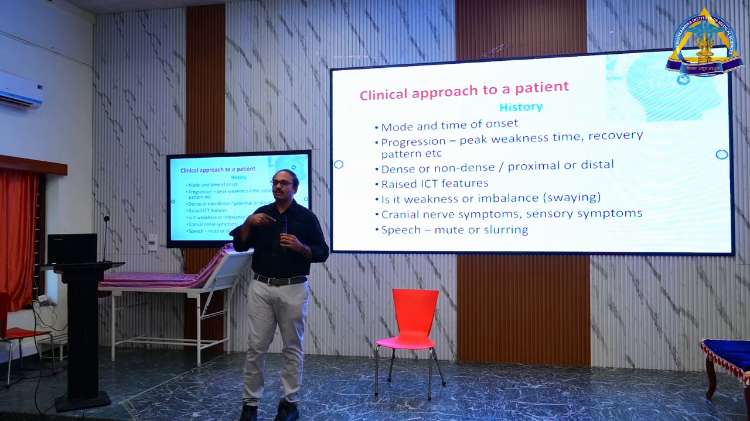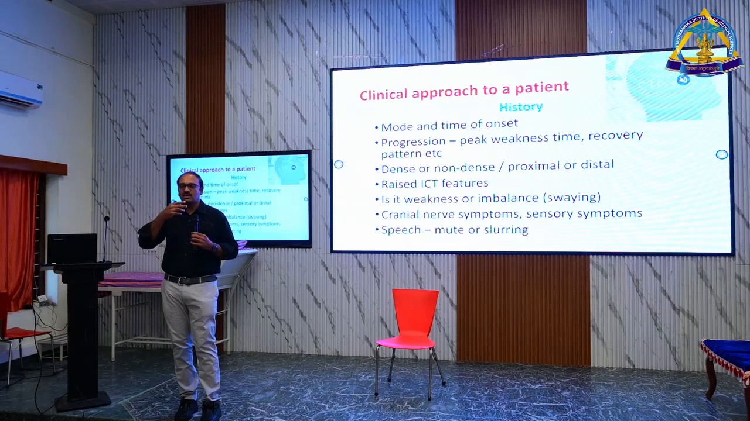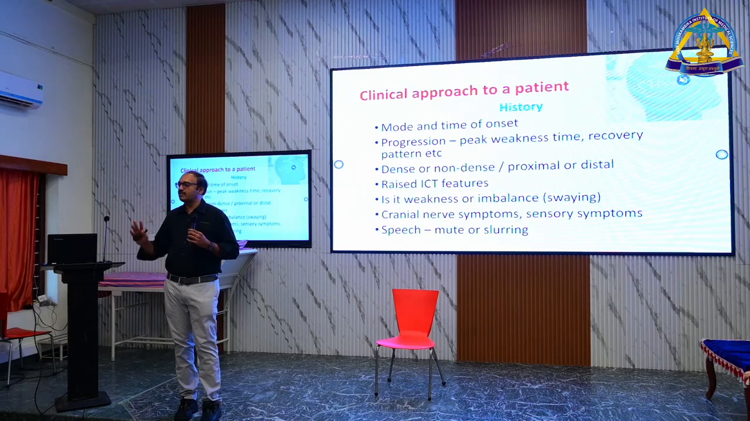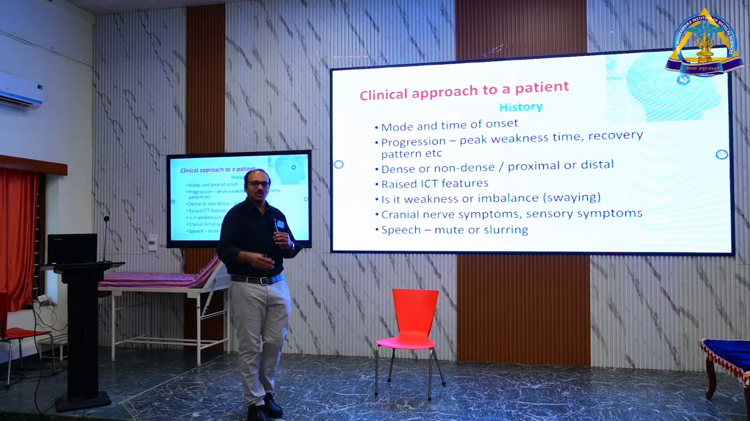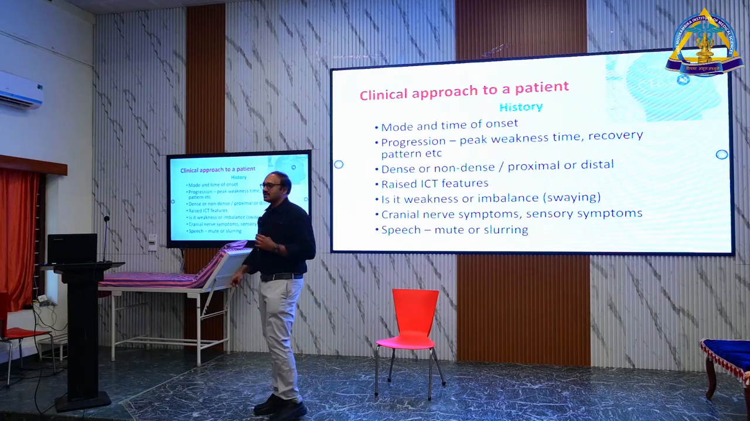Suppose the patient says, I developed vertigo, vomiting, and when I try to swallow water it is coming through the nose. When I tried to take a glass of water and swallow, it came back through the nose. That's called nasal regurgitation. That means which cranial nerves are affected? 9 and 10. Immediately, the anatomical structure that comes to your mind is the medulla. So that is localization. The moment the patient says there is nasal regurgitation, you will consider medulla.